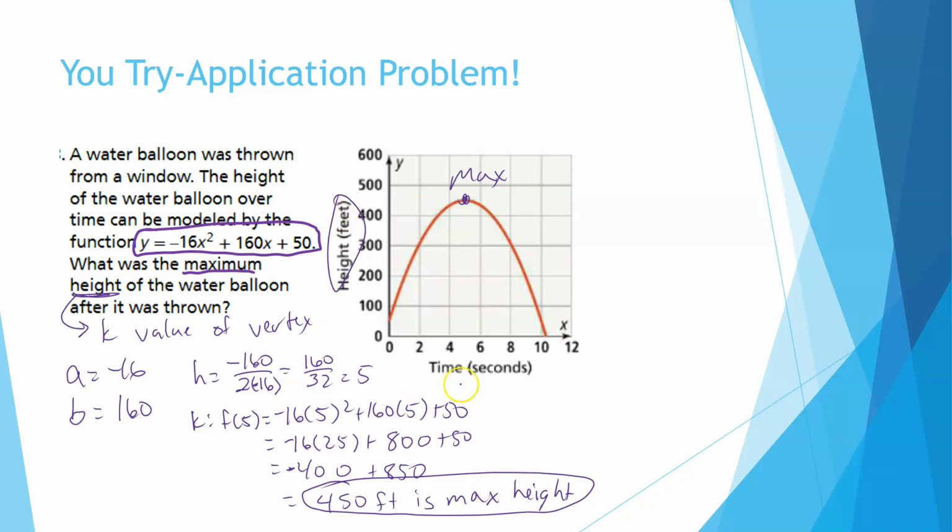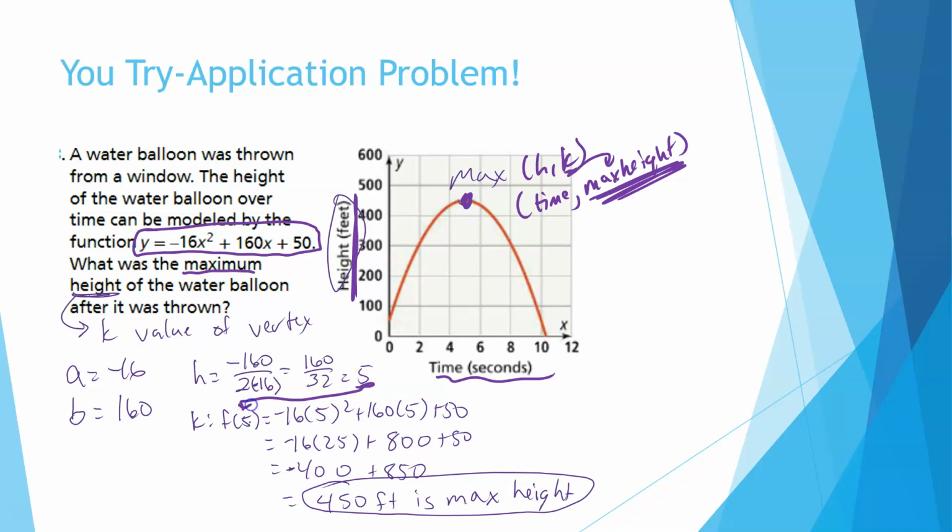Once again, when we looked at our x and y value, the x of that maximum point, which is the vertex, is the time it takes to reach its maximum, and the y value is the max height. So once again, you were looking for that k component of the vertex. You should have seen that a is negative 16, b is 160. When you found h using negative b over 2a, you found h is 5. And finally, to find that k, you put that 5 back into the function, and you should have come up with 450 feet is the maximum height.